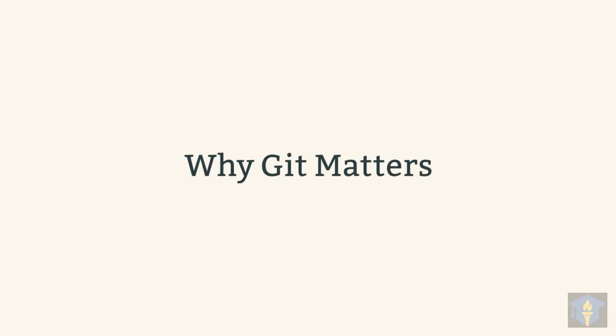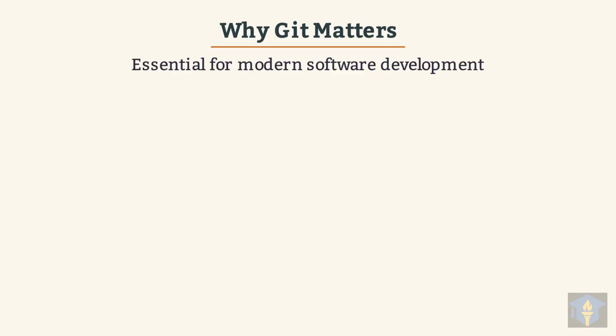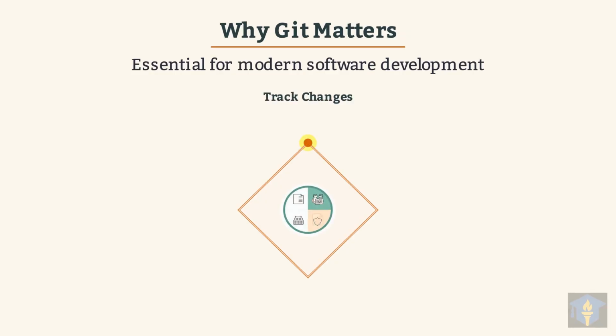So, why is Git so important in today's world? Let's explore its critical role in modern software development. Indeed, Git has become absolutely essential for any modern software development workflow and team. First, Git helps you track changes, which is fundamental for any project. It meticulously records every modification made to your codebase, providing a clear and comprehensive history of all work.